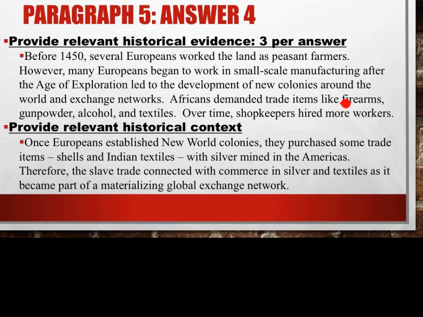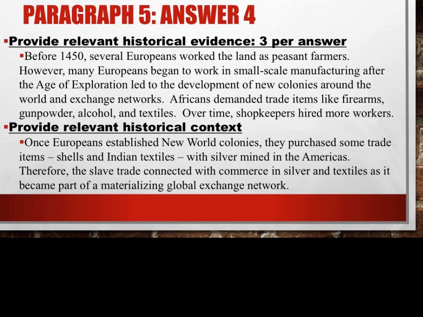Africans even demanded trade items like firearms, gunpowder, alcohol, and textiles. They demanded firearms and gunpowder from Europe, and some that were from the Americas, alcohol, especially rum that was made from the molasses, which is from sugar, and European and Indian textiles. And over time, shopkeepers hired more workers to maintain that demand.